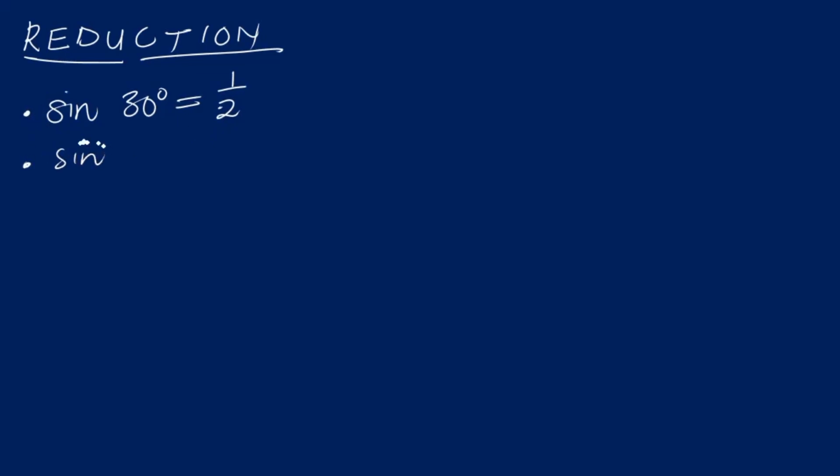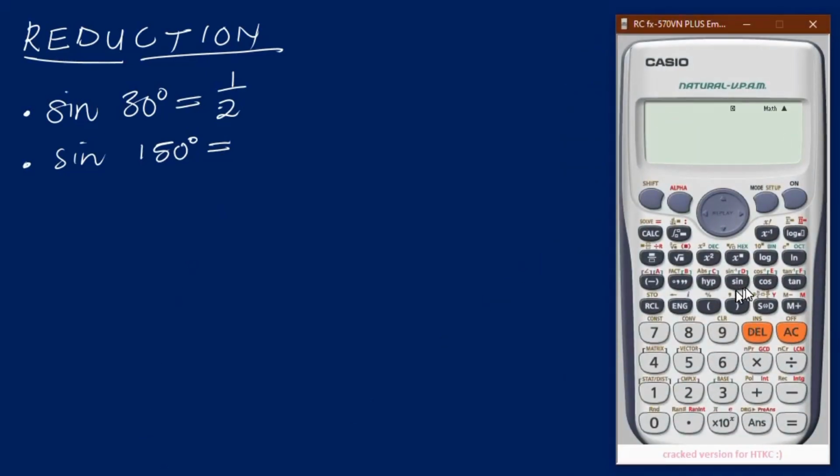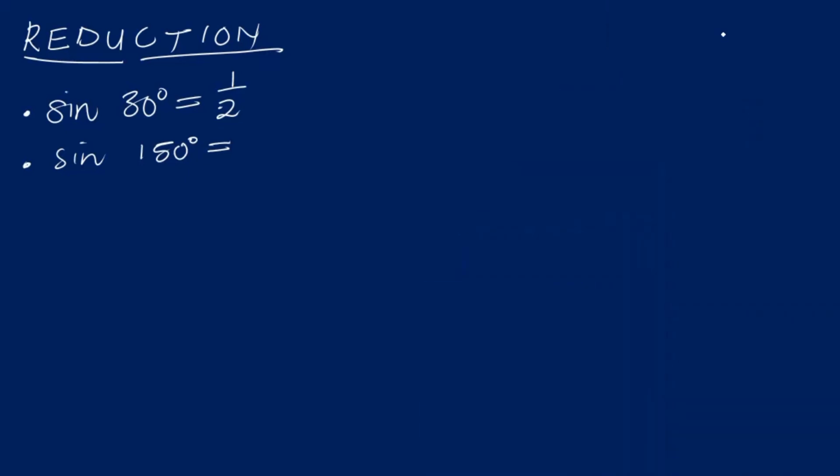Now, what happens if I put the sine of 150 degrees? Let's take out a calculator and check again. The sine of 150 degrees. Oh, guess what? It gives me 1 over 2. Let's put that down. So we are saying this gives me 1 over 2. All set? Now, let's figure this out.